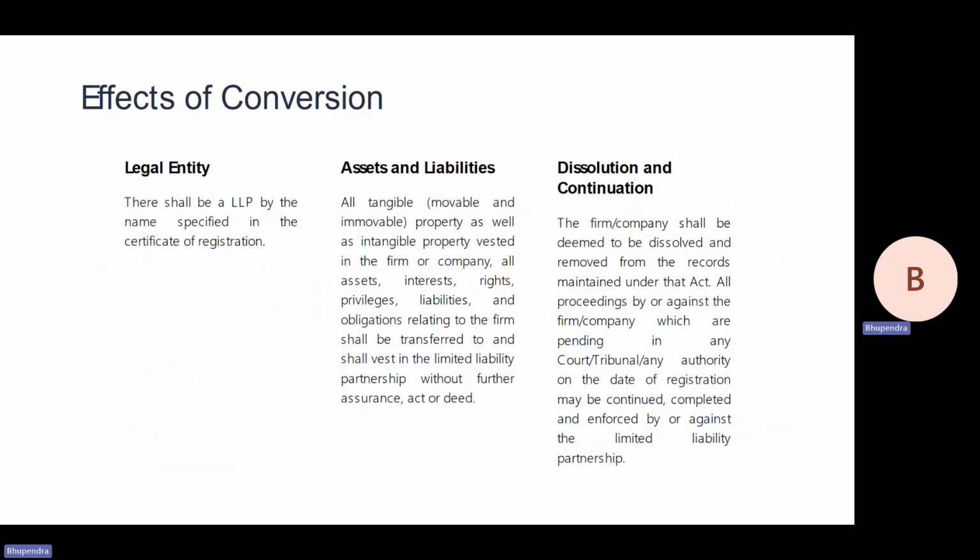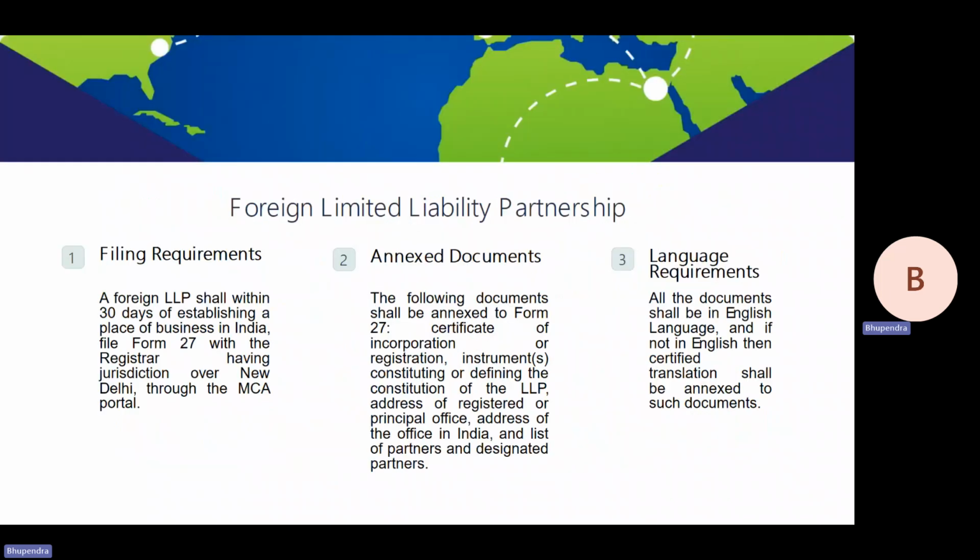Now, I will be covering the foreign LLP partnership. Foreign LLP partnership वो पार्टनरशिप होती है जो इंडिया के बाहर रजिस्टर्ड है, पर ऐसा नहीं है कि उसमें इंडिया के पार्टनर्स एनरोल नहीं कर सकते। इंडिया के पार्टनर्स कैन बी पार्टनर्स है, बट द फर्म इज टू बी रजिस्टर्ड आउटसाइड इंडिया. So, filing requirements for the foreign LLPs.